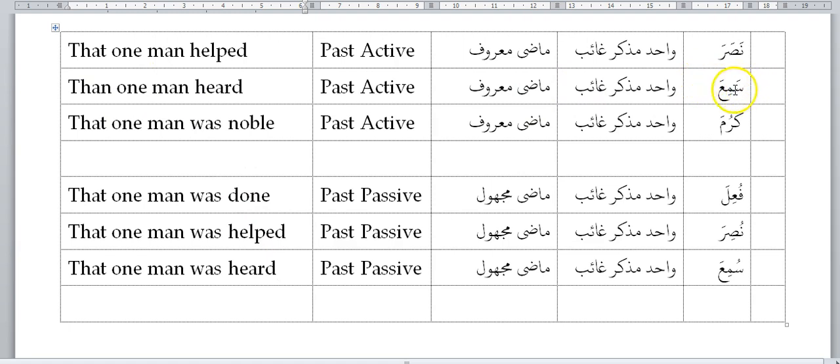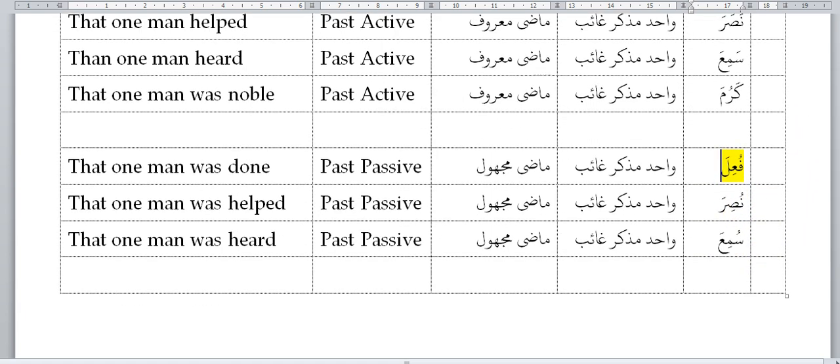Here, sami'a, that one man heard, and here that one man was heard. So the work was done on a wahid muzakkar ghaib, but we don't know who did that. So fu'ila is the majhul pattern. Don't mistake it and mix it up with garuma. This is fu'ila, the dhamma there. And just because it starts with a dhamma, it doesn't always mean that it will be majhul. You have to watch out for the patterns.